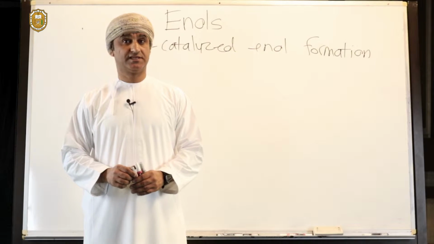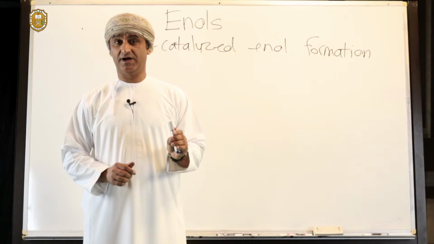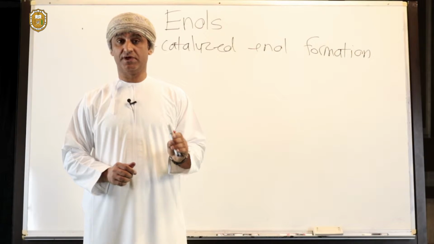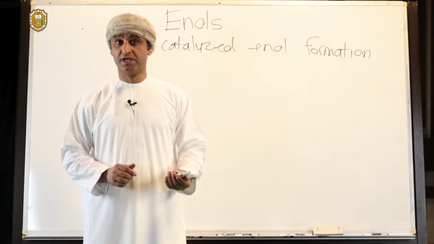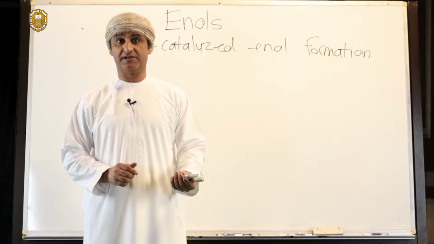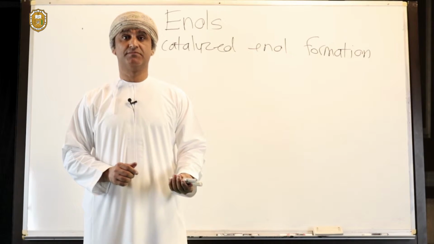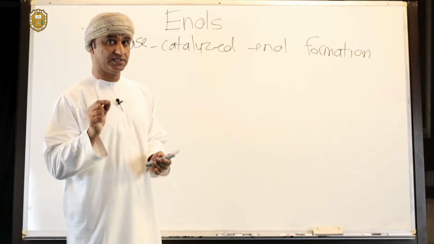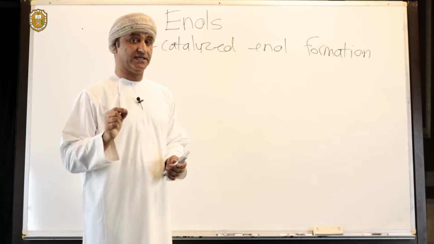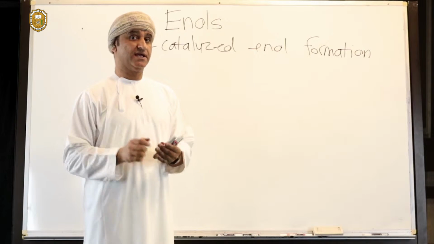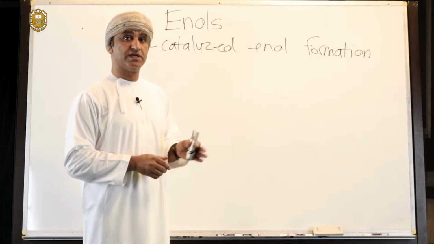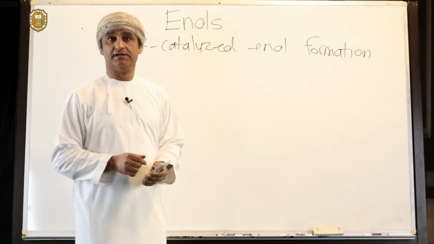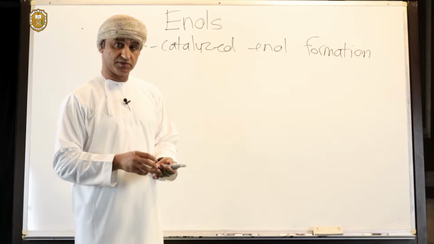In addition to the acid-catalyzed enol formation from carbonyl compounds with an alpha hydrogen, or a hydrogen on the alpha position, it is also possible to make enols from carbonyl compounds with an alpha hydrogen if the carbonyl compound is treated with catalytic base. So in addition to the acid-catalyzed enol formation, we can do base-catalyzed enol formation. So let's do that.